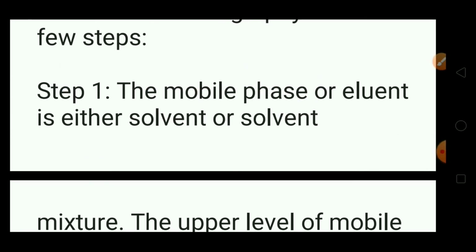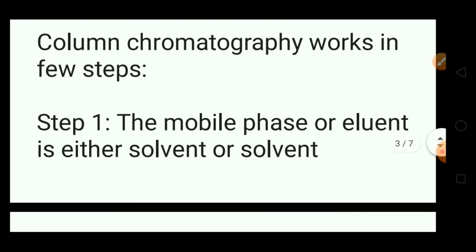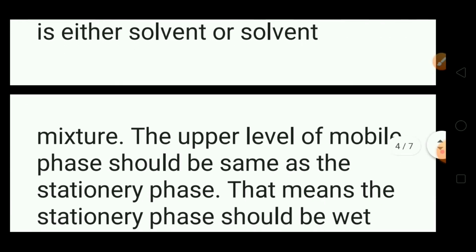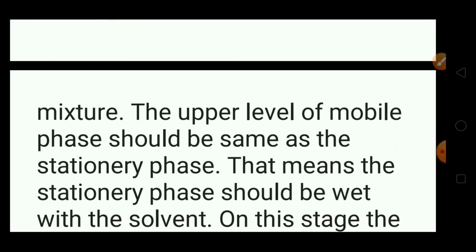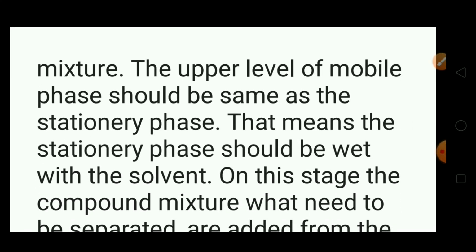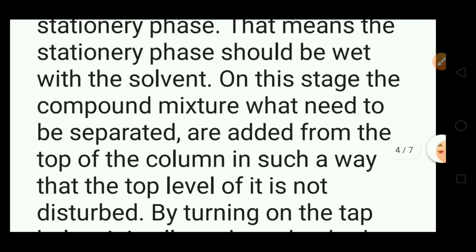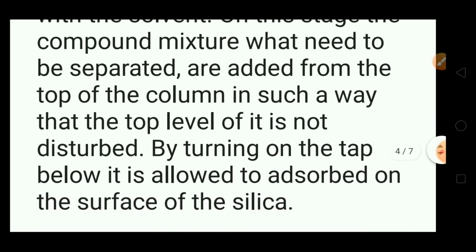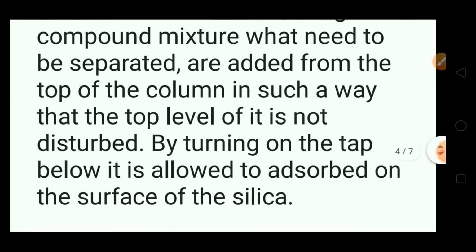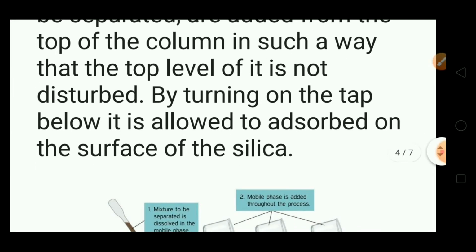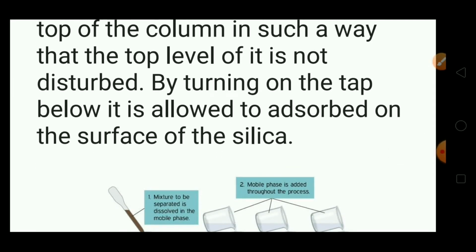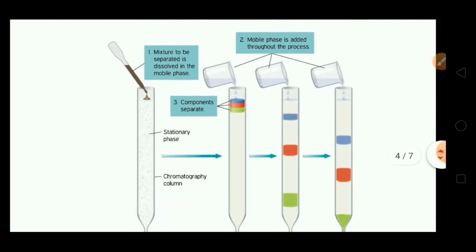Step first. The mobile phase or eluent is either a solvent or a solvent mixture. The upper level of the mobile phase should be the same as the stationary phase. That means the stationary phase should be wet with the solvent. At this stage, the compound mixture to be separated is added from the top of the column in such a way that the top level is not disturbed. While turning on the tap below, it is allowed to adsorb on the surface of the silica.